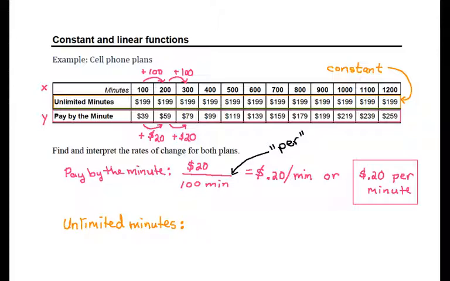Looking now at our unlimited minutes plan, it looks like there's no change at all in the cost, so it's $0 for every increase in 100 minutes, which means that our rate of change is $0 per minute. And that is a characteristic of a constant function, is that it has a rate of change equal to 0.